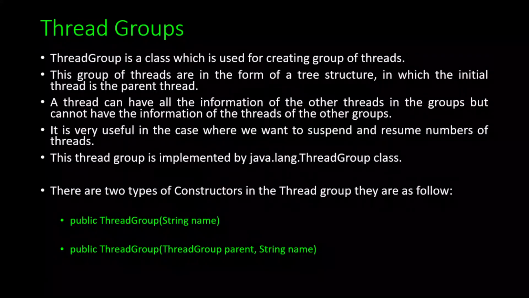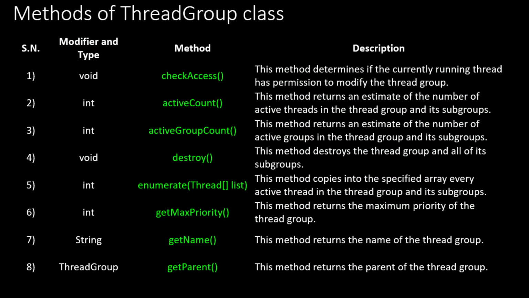And let's go back to the presentation. We have certain other methods which belong to this thread group class. So as you can see in the slide, we have checkAccess, activeCount or activeGroupCount, or destroy. So this method destroy is really useful. It will help you to terminate all the threads inside a single group with a single command. And then we have getMaxPriority, so that's another function. And getName, getParent name, that's also useful.